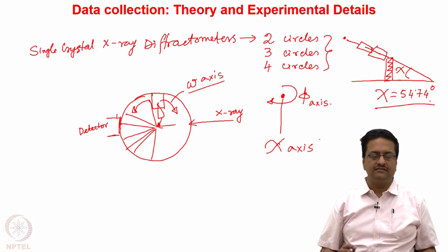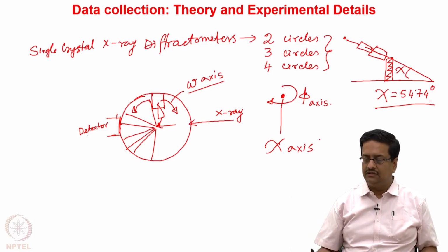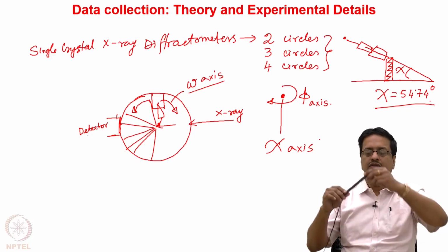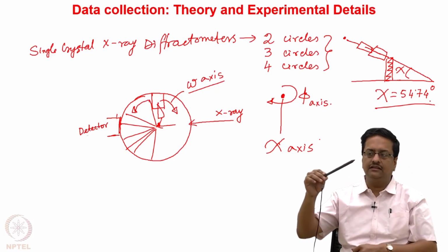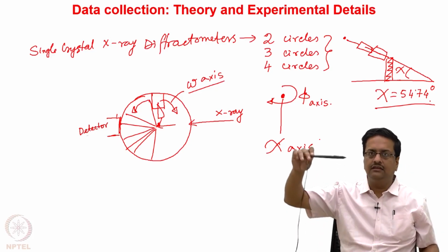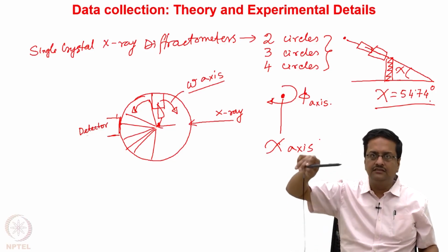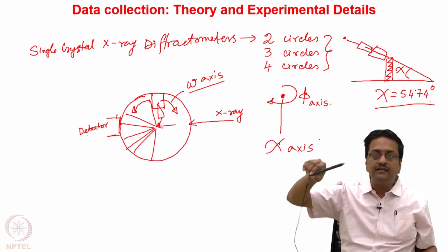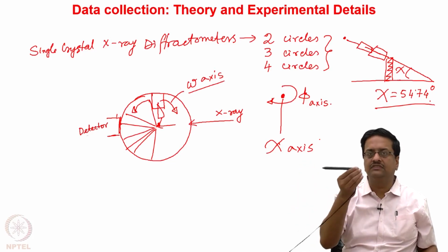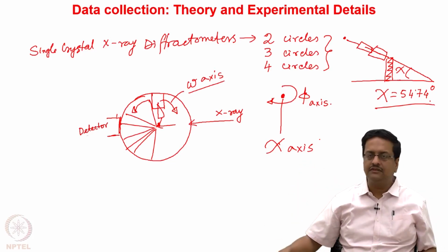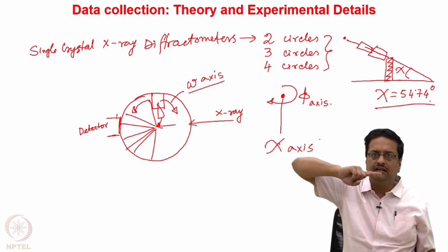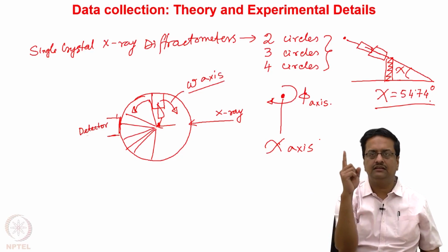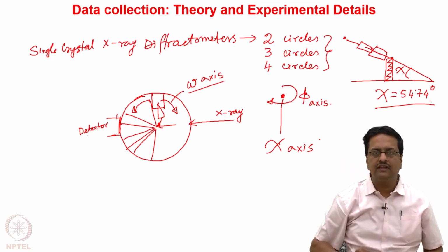The third axis is kappa. If you have the sample like this, the crystal can be rotated in this vertical axis, which is kappa. So when chi is not fixed, it becomes kappa. In case of a kappa axis diffractometer, if you have the crystal like this, it can be kept like that, it can be made vertical like this, it can be rotated like that.